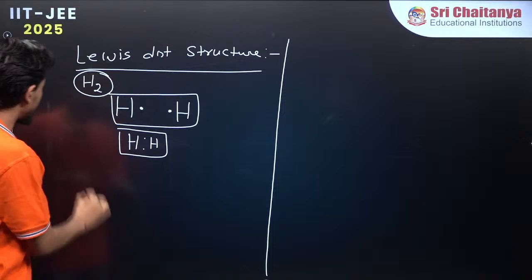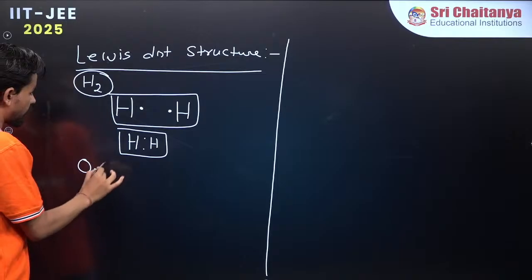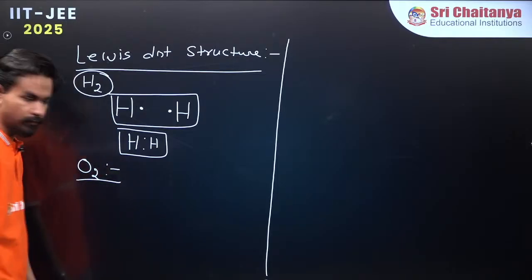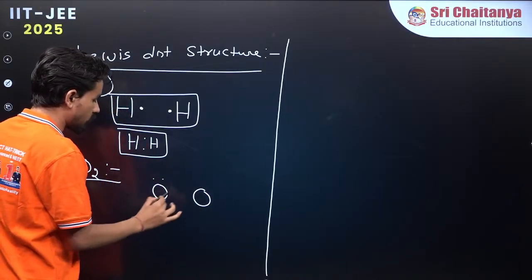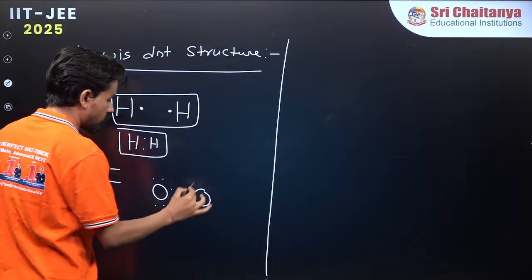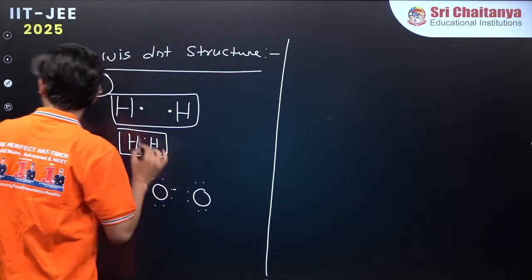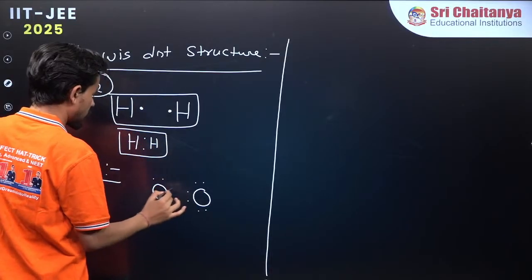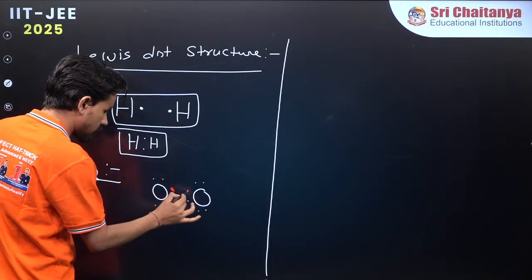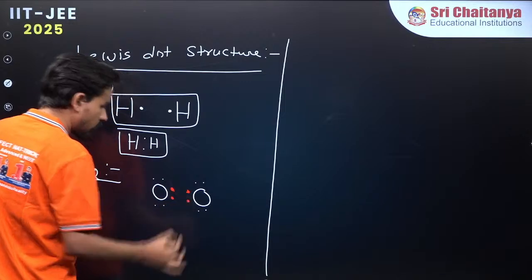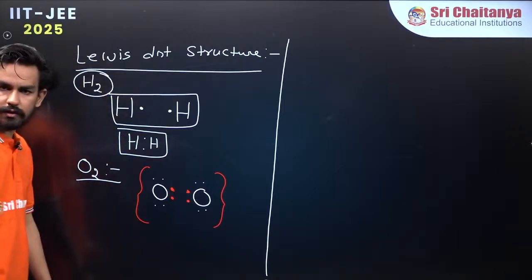Now let us move to the second one, O2. Very easy. Think about oxygen, oxygen. What you have to draw? 1 2 3 4 5 6, and 1 2 3 4 5 6. Then these two electrons will be used as bonding electrons, this and this. Two bonds will be there. So this is the Lewis dot structure of O2.